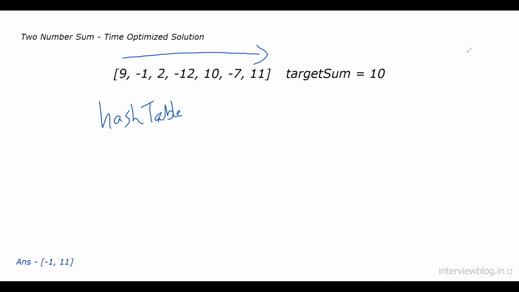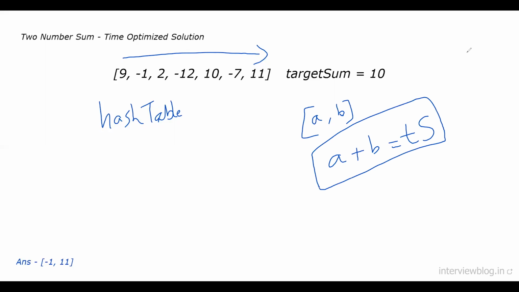Previously in the brute force solution, we just generated pairs of numbers, where each pair contains 2 numbers A and B, and we checked if A plus B gives us the target sum. So this mathematical formula can also be written as B is equal to target sum minus A. So we are going to use this formula.